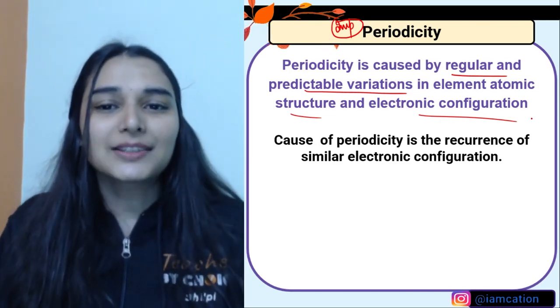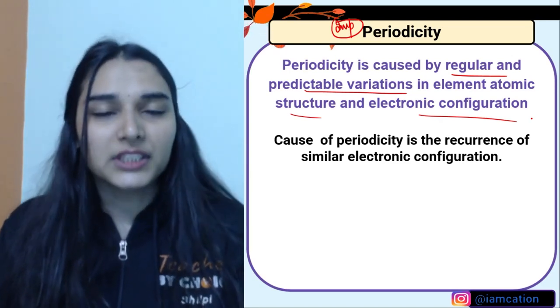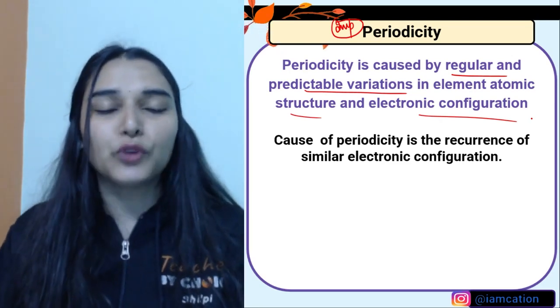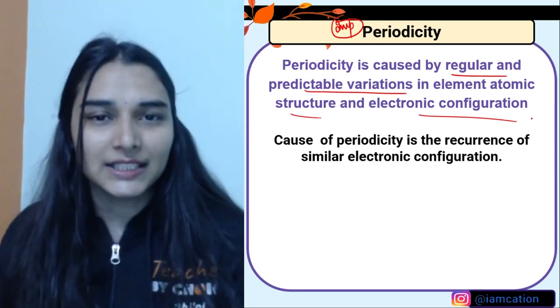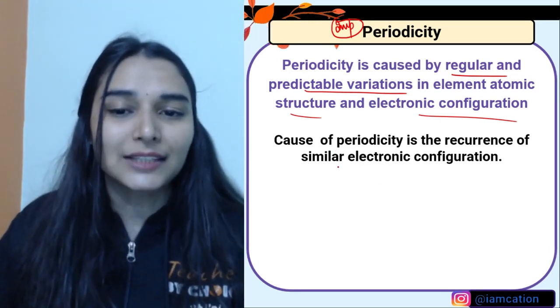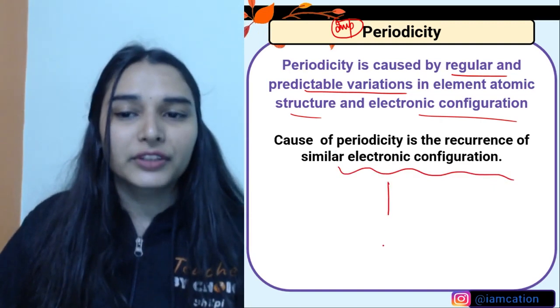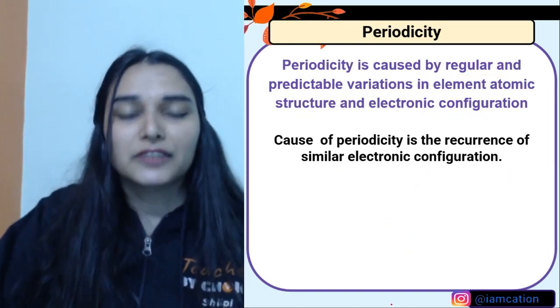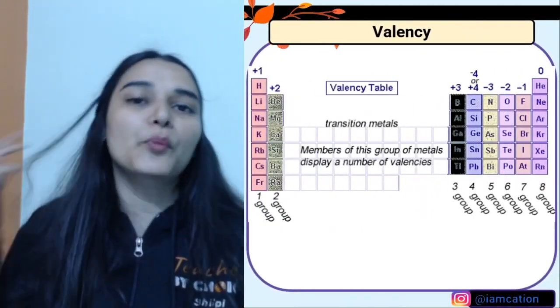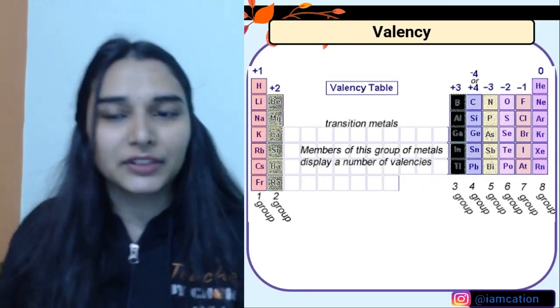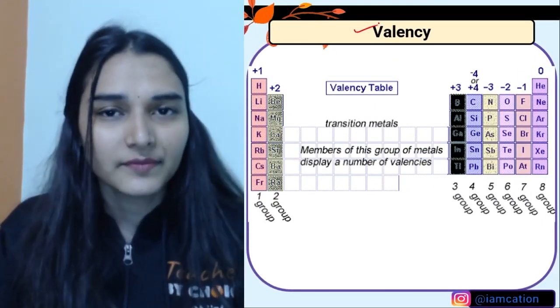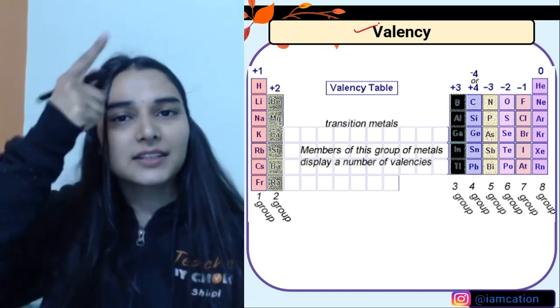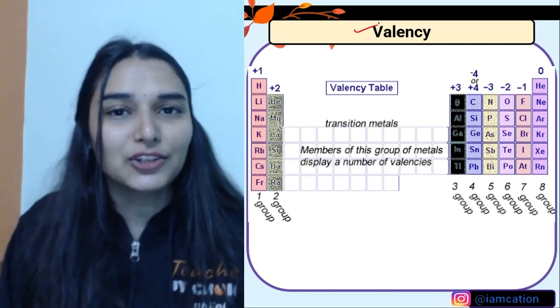Right. So because of these regular predictable variations, there are some properties which are being repeated in the elements, and that is what we study. And the major repetition किसकी वजह से है? Similar electronic configuration of elements in a respective group. So what are those properties, how they are being repeated, that we're going to understand. The first one is the trend of valency across the period and down the group. So both side variation we have to see.